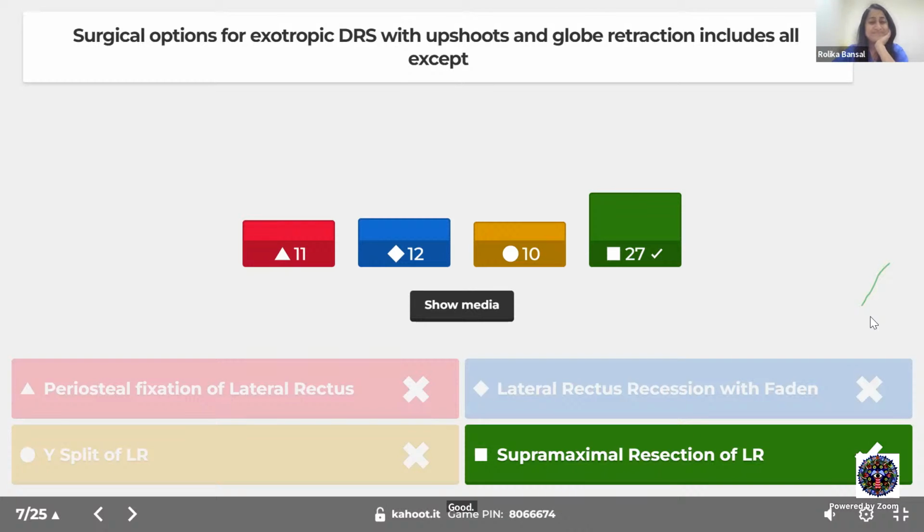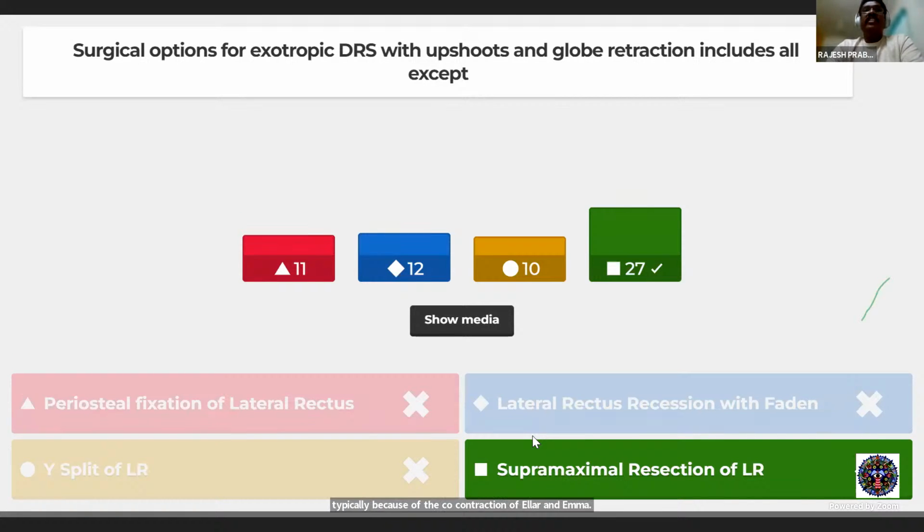Good, wow. But I'm not very happy with the 11, 12, and 10 answers of the other three, because classically a textbook teaching, you know that DRS with upshoots and globe retraction is typically because of the co-contraction of LR and MR during attempted adduction. So you need to release the co-contraction. So all these techniques of Y split of LR, LR recession with Faden, and periosteal fixation of LR is done to relieve the co-contraction. Supramaximal resection.